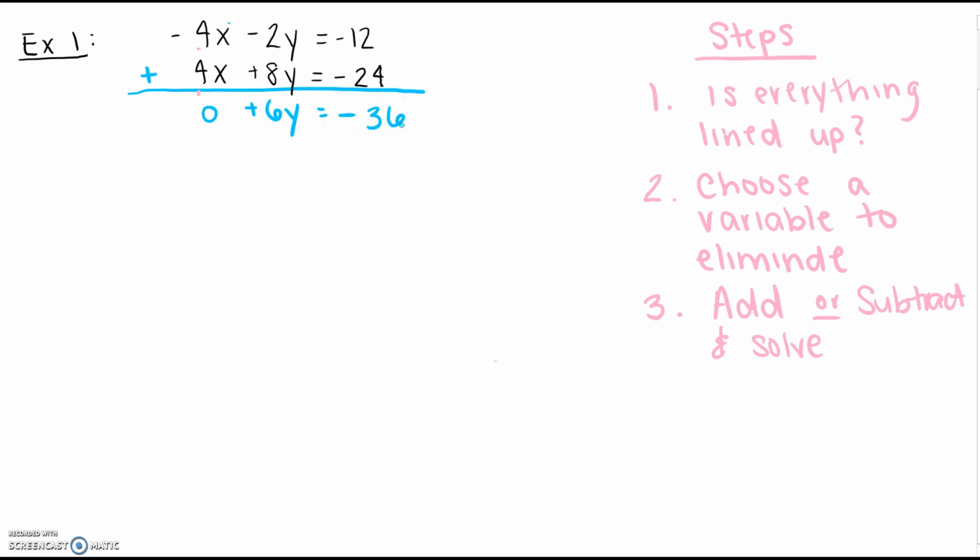And now we're just solving for our first variable, which will be y. So the next step is to divide by 6 on both sides, if you want to show that step. And you are left with y equals negative 36 divided by 6 is negative 6. So first variable is going to be negative 6.